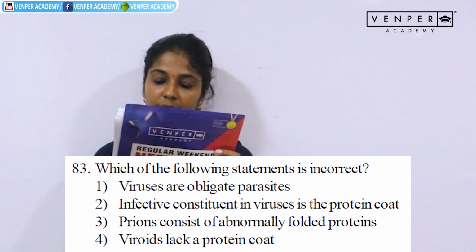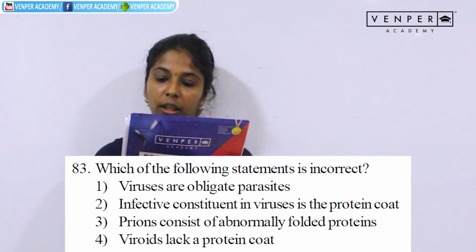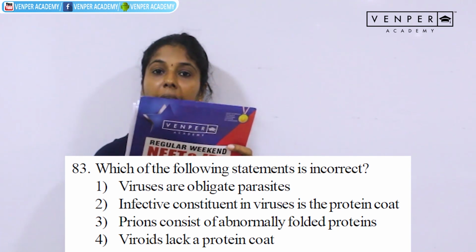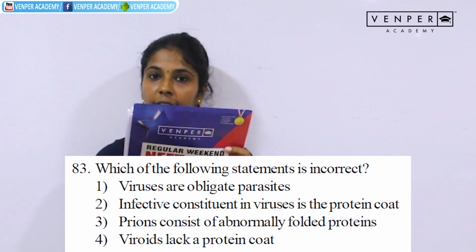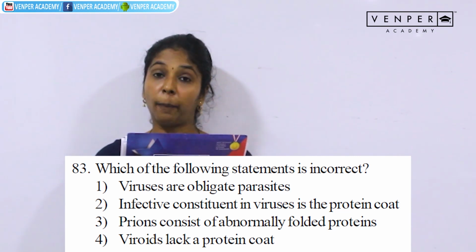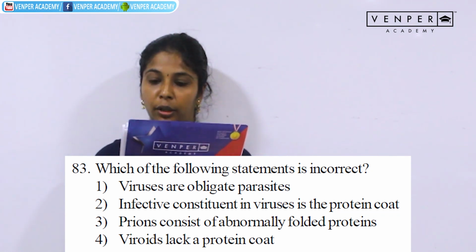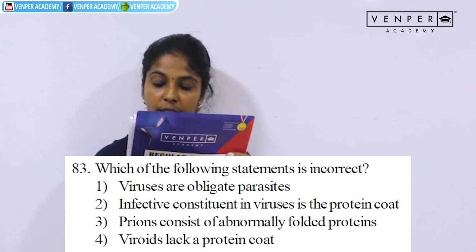Question number 83. Which of the following statements is incorrect? Option 1, viruses are obligate parasites. Option 2, infective constituent in viruses is a protein coat. Option 3, prions consist of abnormally folded proteins. Option 4, virions lack a protein coat. We should identify the incorrect option from these options.